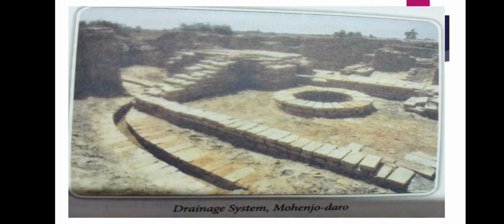That means the way of constructing the drainage system and the way of lifestyle we do not find anywhere else in the ancient world. The house drains emptied waste water into the street drains. The drains were covered with bricks or stones. Manholes and inspection traps were provided at rectangular intervals. This is how they built the drainage system.